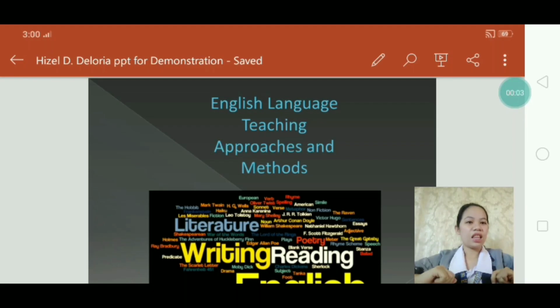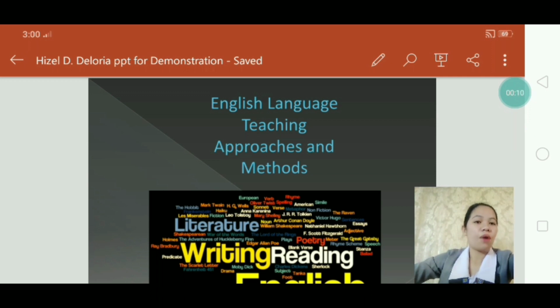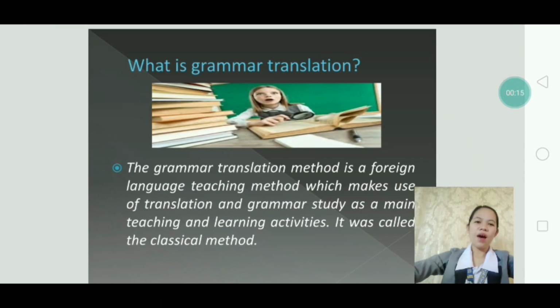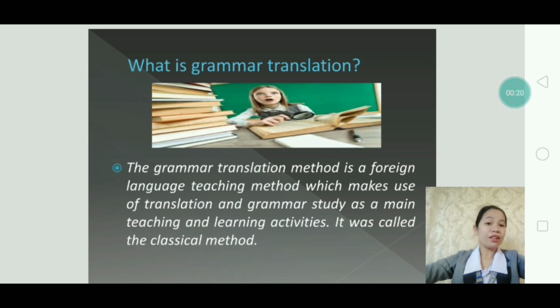So, English language teaching approaches and methods. That is our class. And our topic for today is grammar translation. Now, what is grammar translation, by the way? Grammar translation is a foreign language teaching method which makes use of translating and grammar study as the main teaching and learning activities. It was called the classic method.